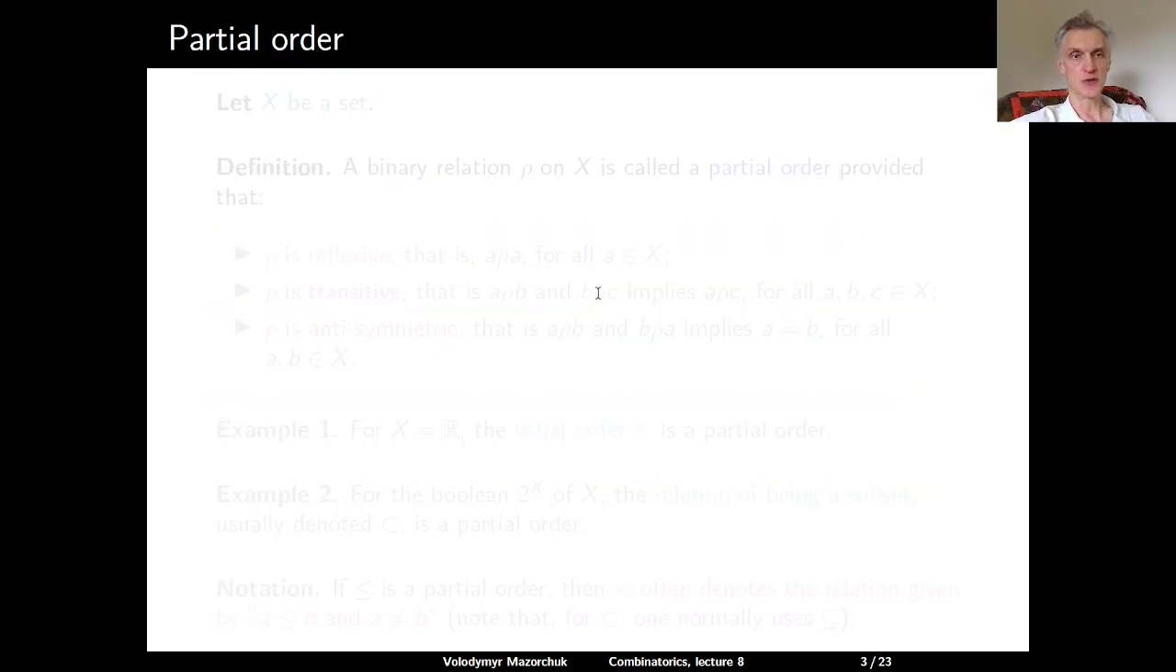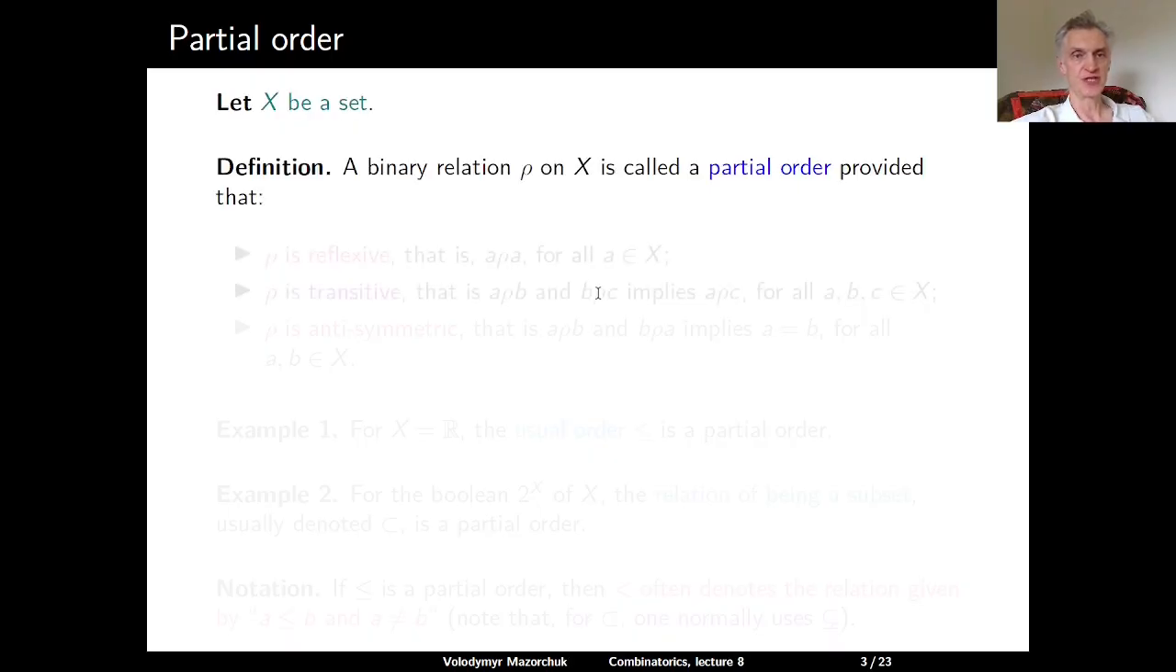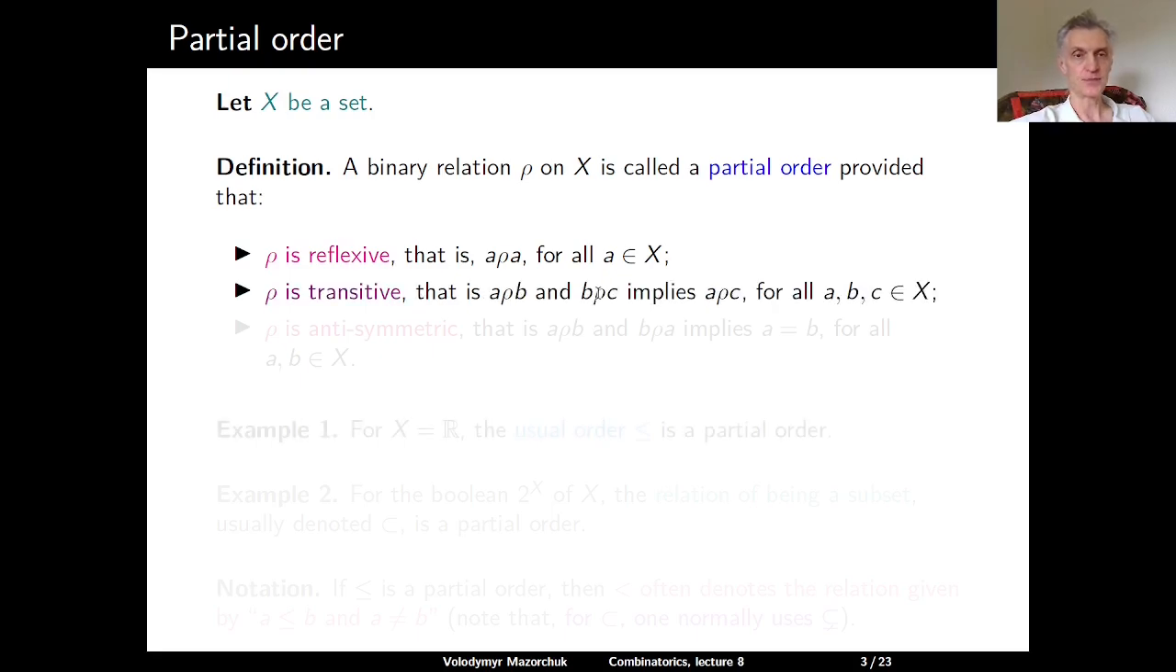Now let us discuss the notion of a partial order. Let X be a set. Definition: a binary relation rho on X is called a partial order, provided that it has the following properties. First of all, rho is reflexive, which means that it contains the equality relation. So A rho A for all A in X.